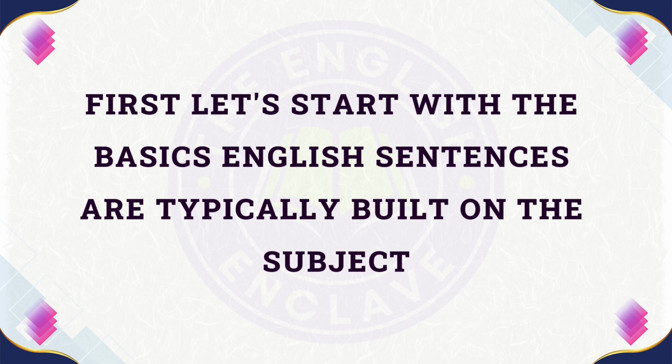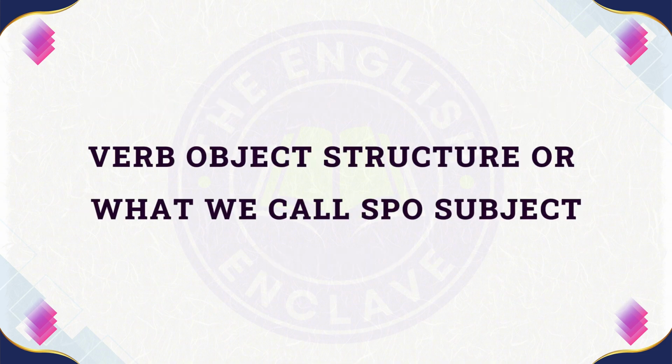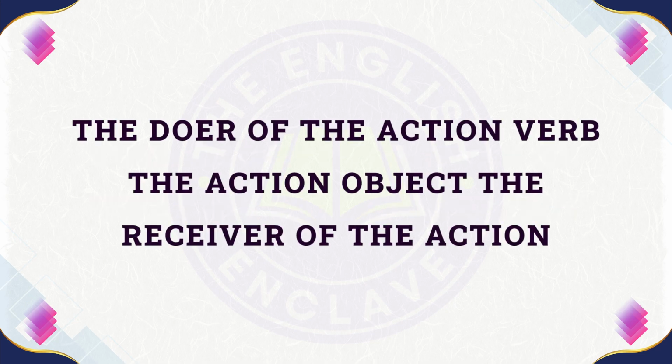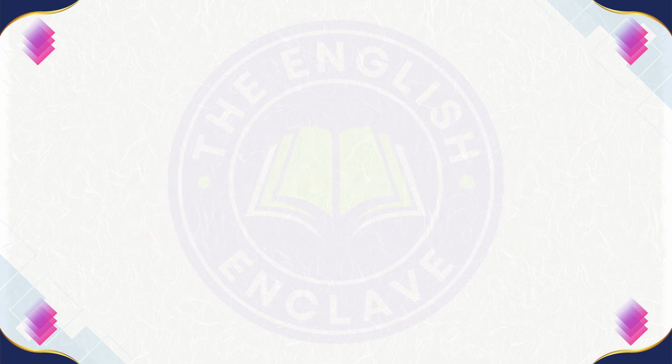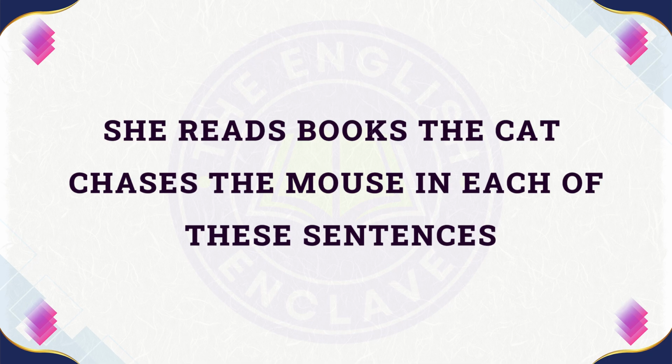First, let's start with the basics. English sentences are typically built on the subject-verb-object structure, or what we call SVO. Subject, the doer of the action; verb, the action; object, the receiver of the action. She reads books. The cat chases the mouse.